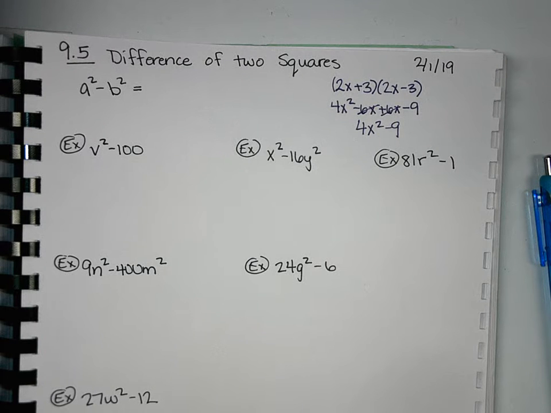We have 1, 4, 9. What's the next one? 16, 25, 36, 81. What's 11? 12? 13? 169. 14? 196. 15? 225. Okay, that's good enough. So we're going to be looking for those key numbers, the perfect squares.